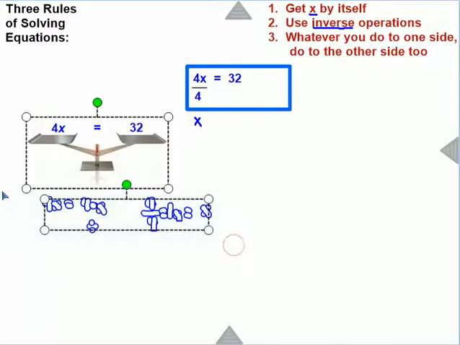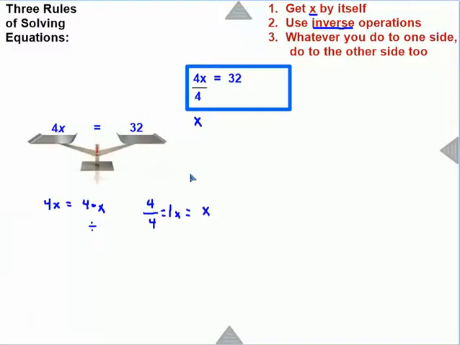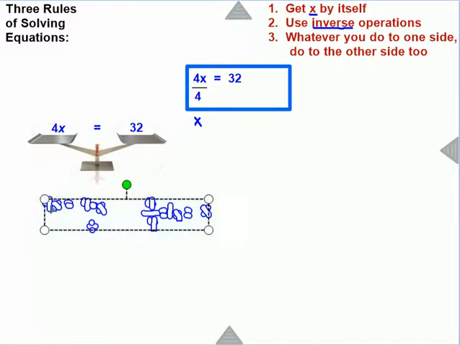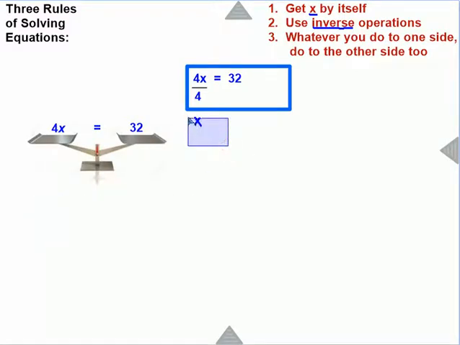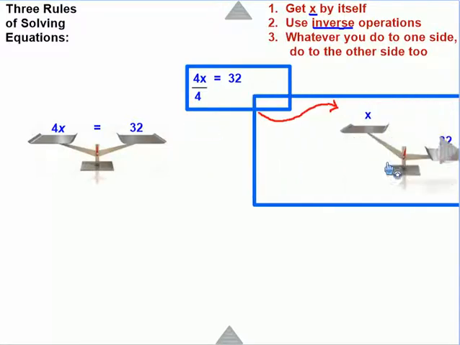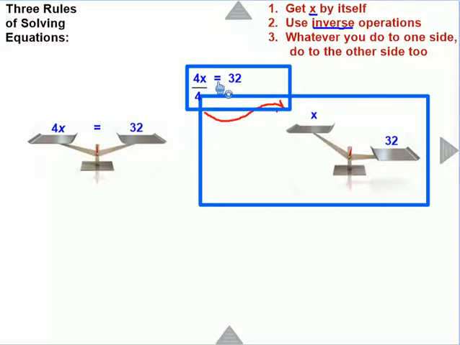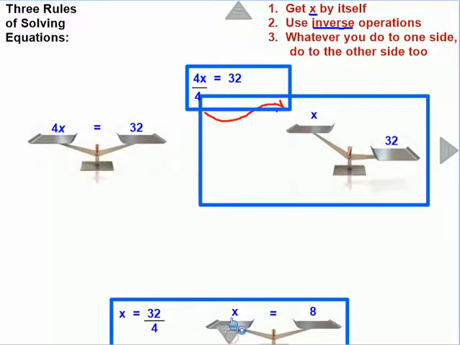Let's take a look at our next step. We managed to get x all by itself. The problem is, just like before, once we've got x all by itself, it doesn't balance anymore. 4x was equal to 32. x is not equal to 32. So we have to use our third rule. Whatever we do to one side, we have to do to the other side as well.